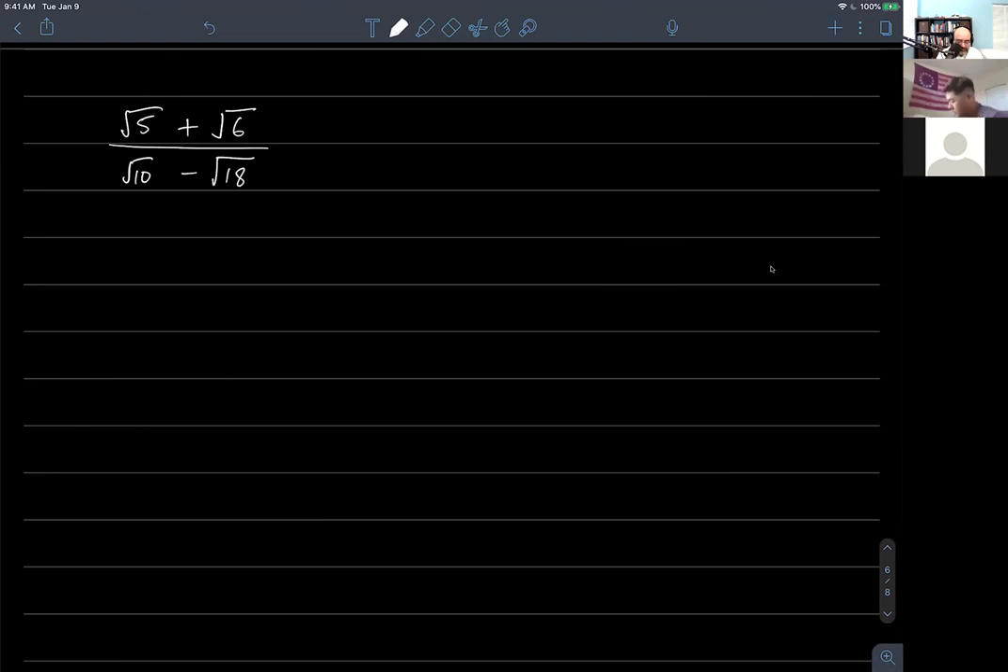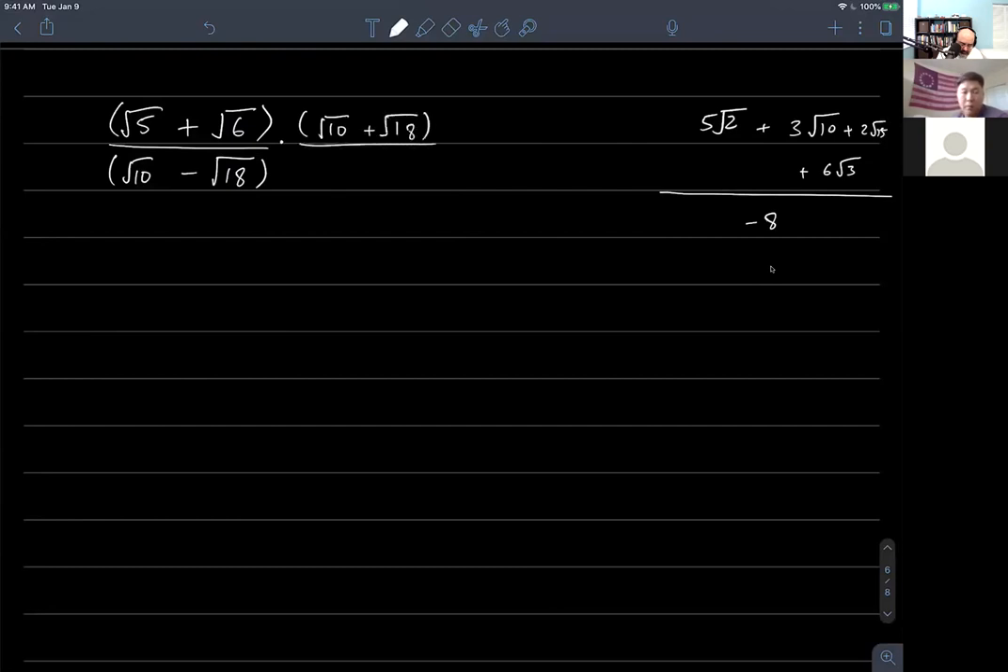What do you get? I got 5 square root of 2 plus 3 square root of 10 plus 2 square root of 15 plus 6 square root of 3 all over negative 8. Virginia, any luck? I think she might be away. All right. Okay, well, let's try this. So what did you multiply by? The conjugate, so square root of 10 plus square root of 18 on both numerator and denominator.